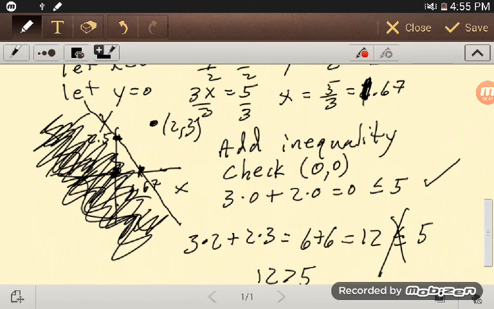We'll look at a couple more examples in another video. But so that's an introduction to these inequalities, so we'll stop there.